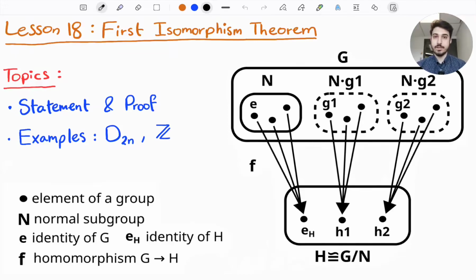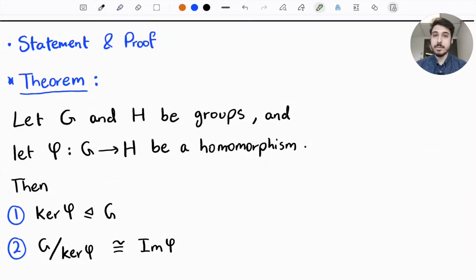We're going to be stating this theorem and we're going to be proving it. And then afterwards, I'm going to give 2 examples using the isomorphism theorems. Let's get started. Let us start by stating the first isomorphism theorem.